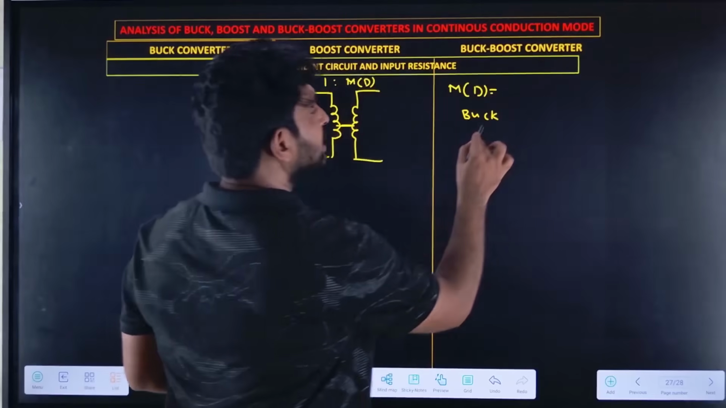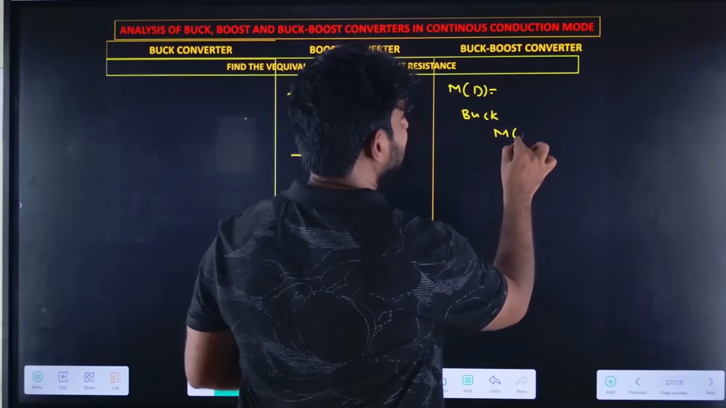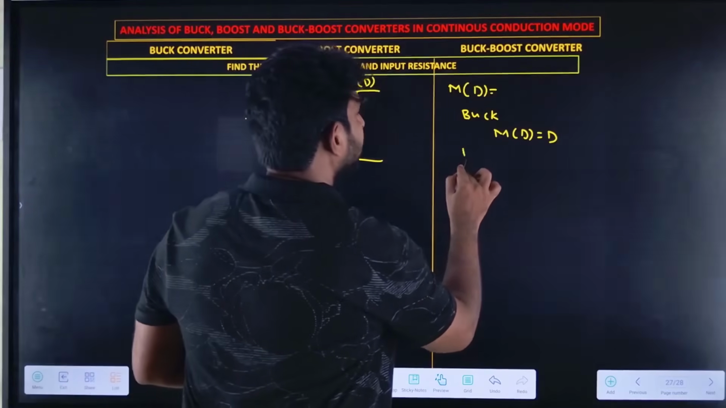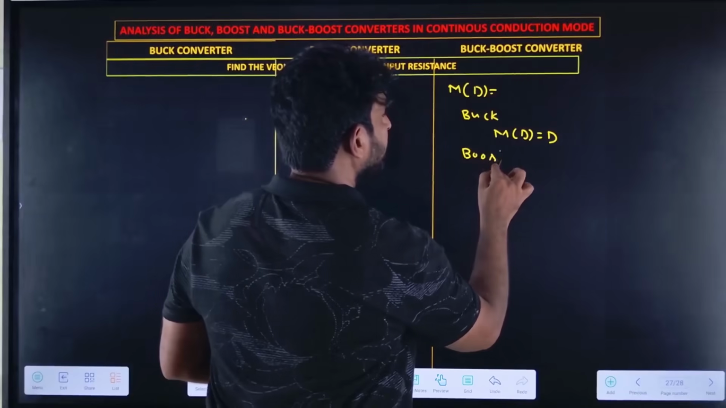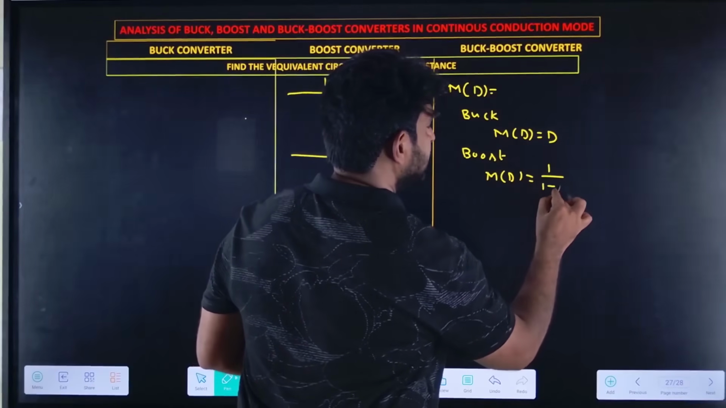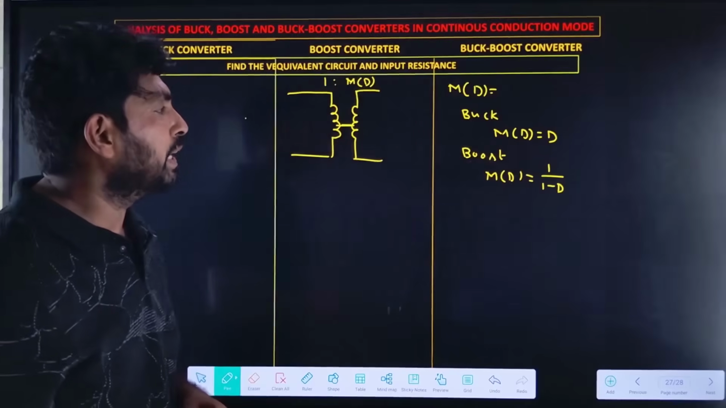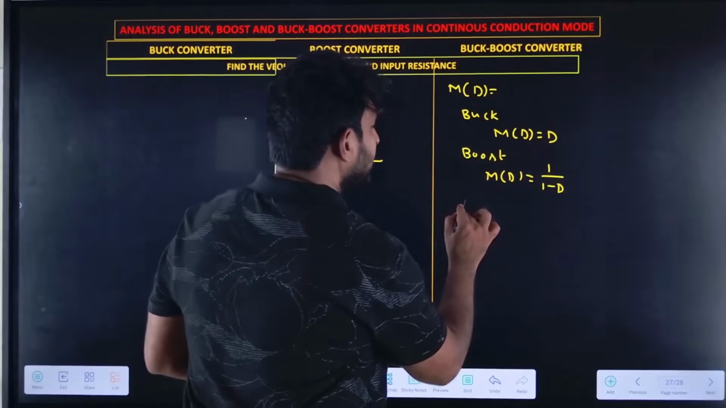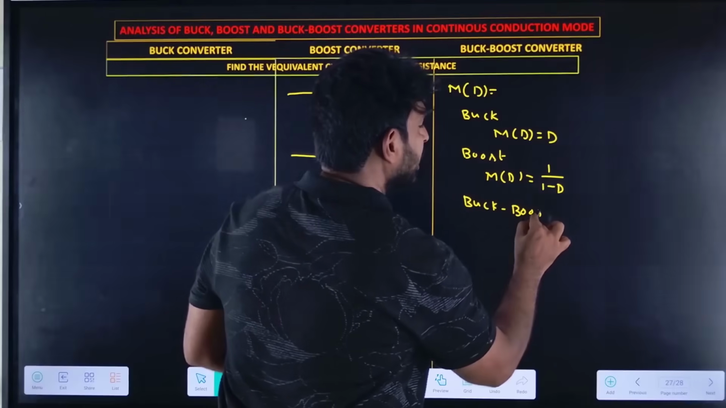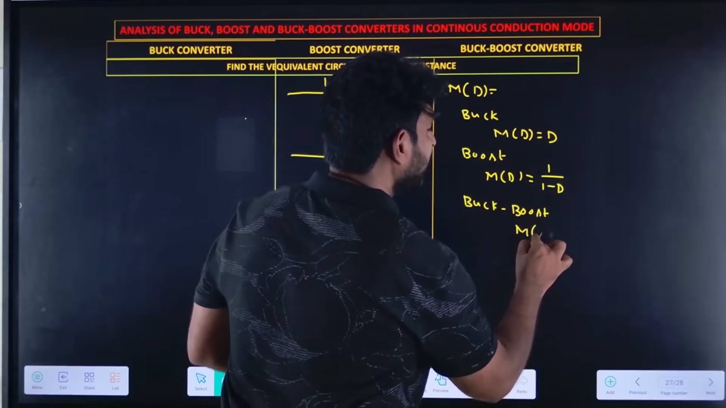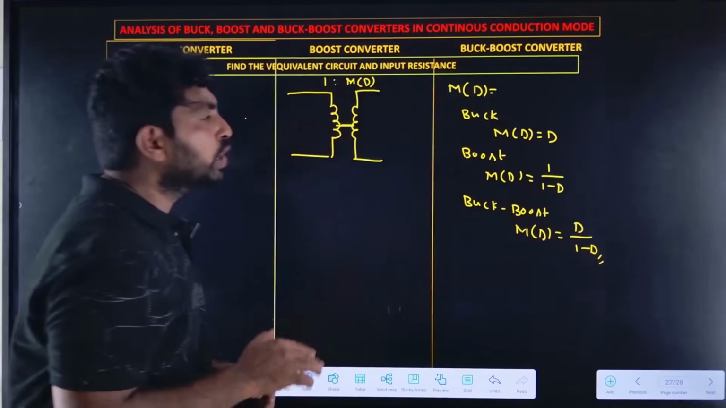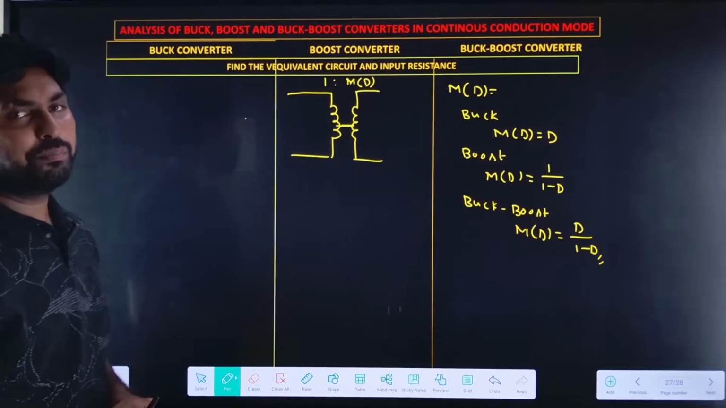So M of D is D; for the buck converter we can take M of D as D. If it is a boost converter, M of D we need to take as 1 by 1 minus D. If it is a buck-boost converter, we need to take M of D as D by 1 minus D. Right? So now let us see how we can make this.